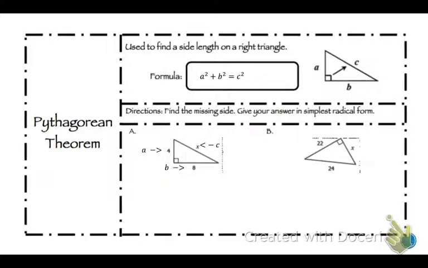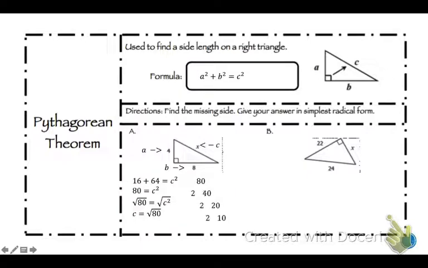So which of a and b is which doesn't matter. C has to be your hypotenuse. So that's going to be a squared plus b squared equals c squared, which is 4 squared plus 8 squared equals c squared. So that's 16 plus 64 equals c squared. Well, that's 80 equals c squared. Square root it. So c equals the square root of 80.